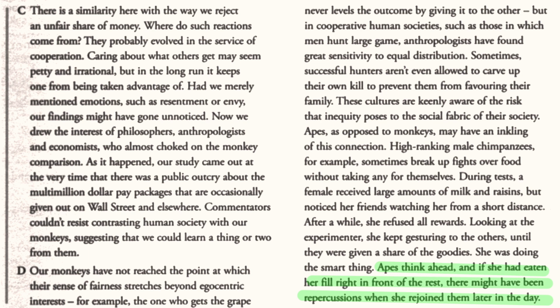in front of the rest, there might have been repercussions. Well, they are the consequences of her actions. So yeah, very clearly, that is an animal thinking about consequences of its own actions. So yeah, the answer is clearly D in question 3.